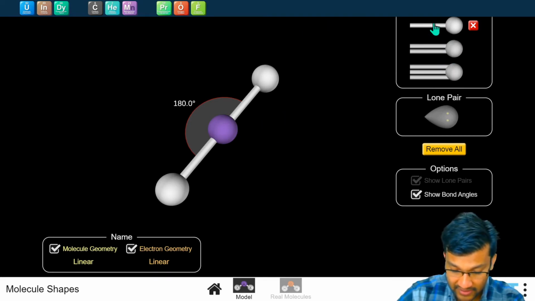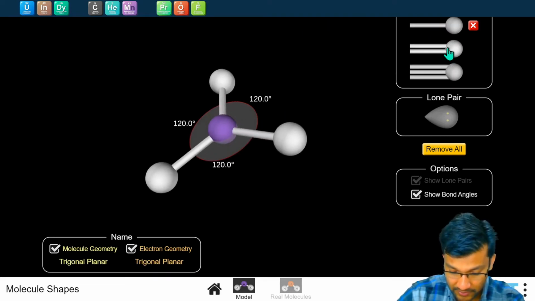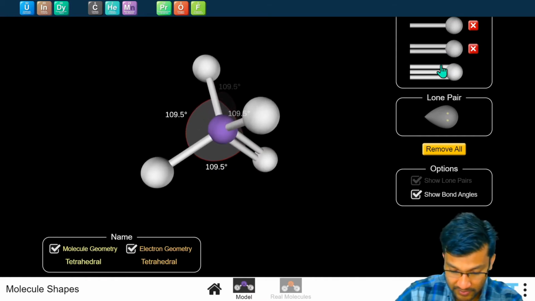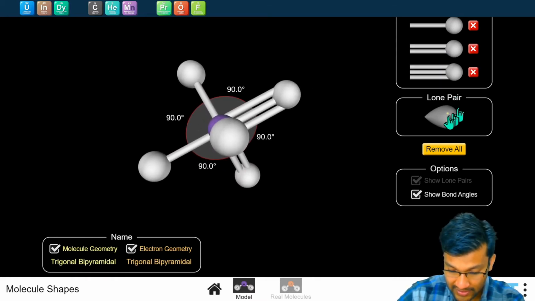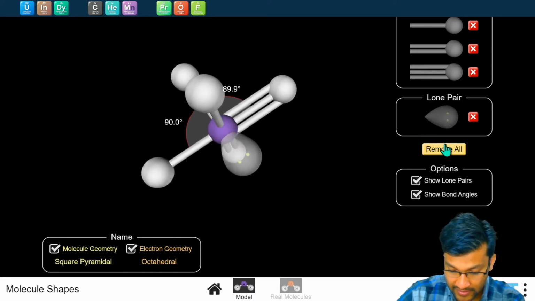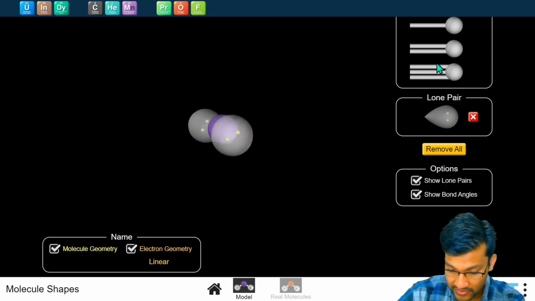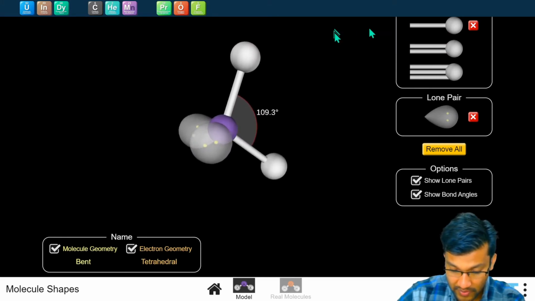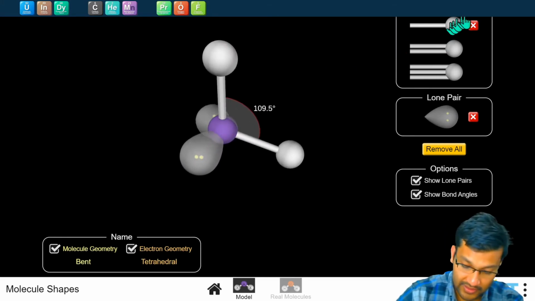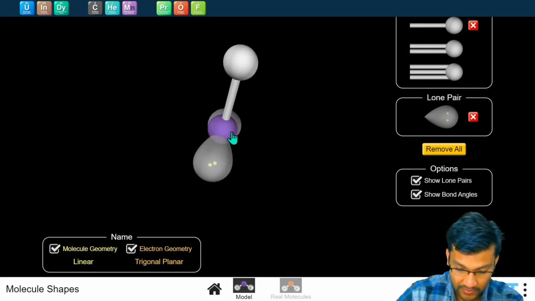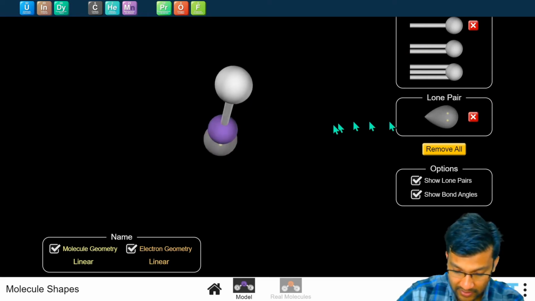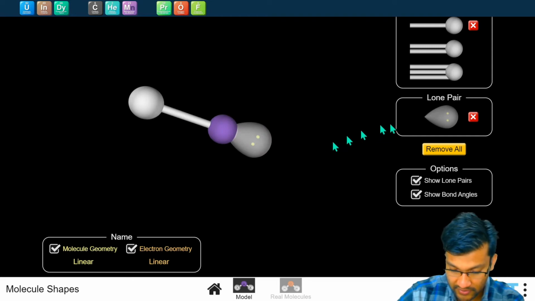If you wanted to add more bonds, you just click on one of these. If you want to add a single bond, you click on a single bond. You want to add a double bond, you click on a double bond. You want to add a triple bond, you click on a triple bond. You want to add a lone pair, you click on a lone pair. If you want to remove all of them, you click remove all. You could add multiple lone pairs or multiple bonds. If you want to remove one bond, you just click the X once, and one of those bonds is removed. You want to remove a lone pair, you click on it once, and one of the lone pairs is removed, while the other still remains.